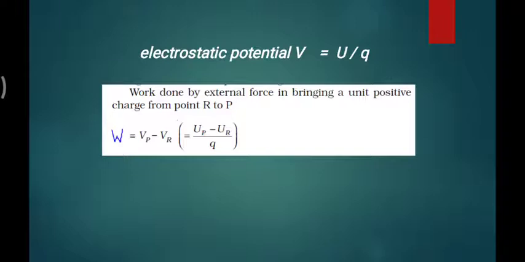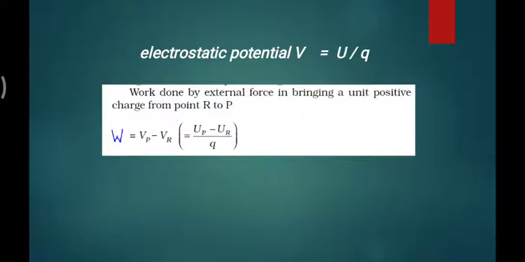The work done by an external force in bringing a unit positive charge from the point R to the point P is W equal to UP minus UR, the subtraction of potential energy. But when you divide UP minus UR by the total charge you are bringing, it becomes V. This bracket should be on the right side of the equal sign. It will be clear to you if you are writing in your notebook.